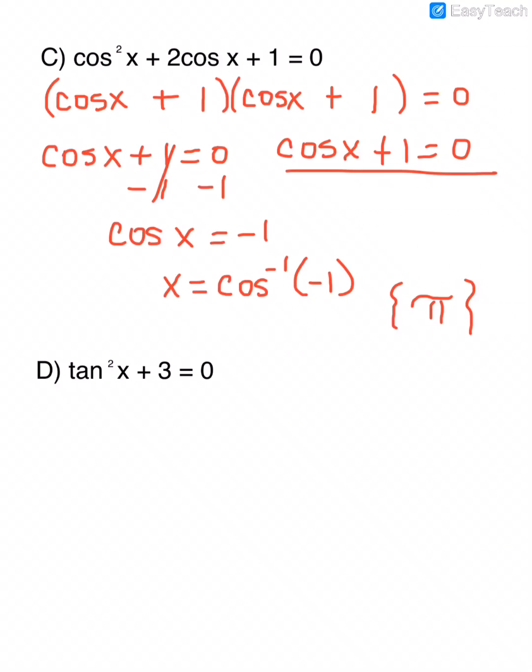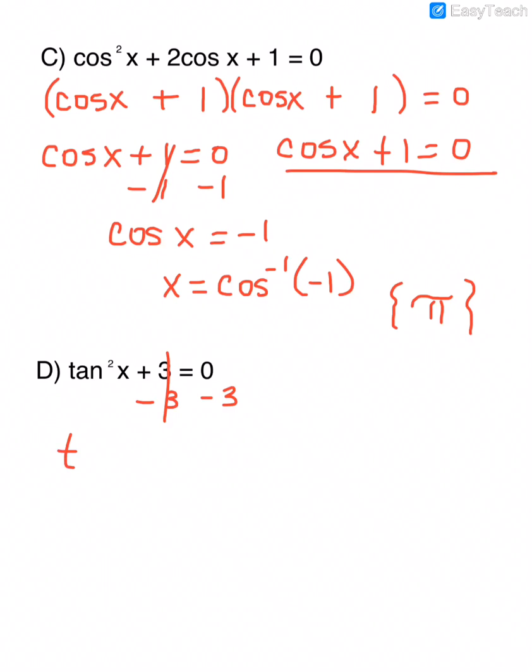Okay, for D, we have another quadratic function because we see that tangent squared. But instead of factoring, we would use the square root method. If you'll remember, the square root method says that we need to get whatever is being squared by itself. So this is what's being squared. To isolate it, we're going to subtract 3 from both sides.